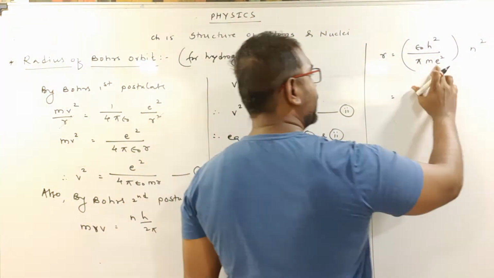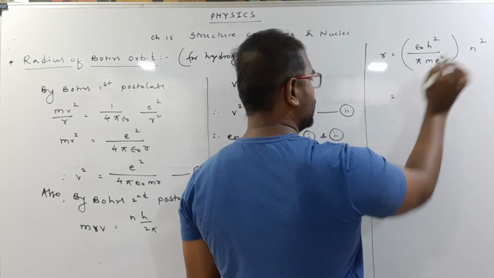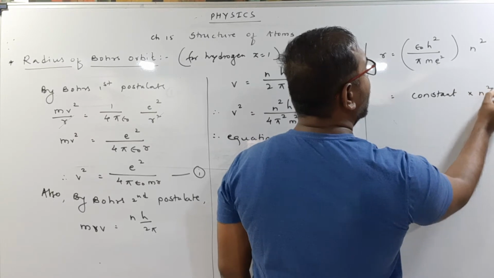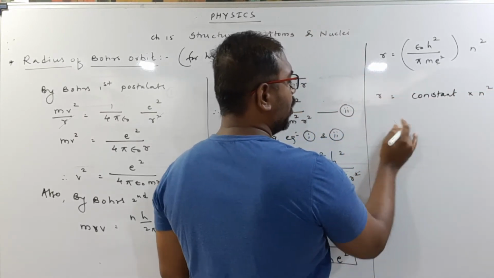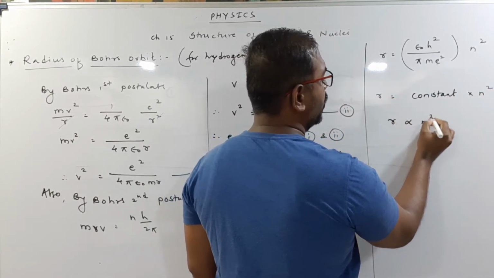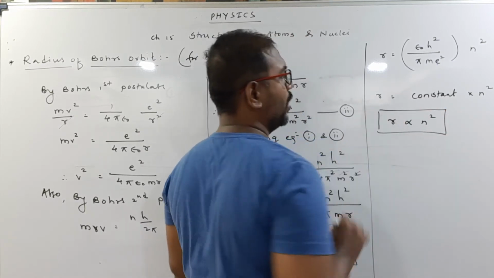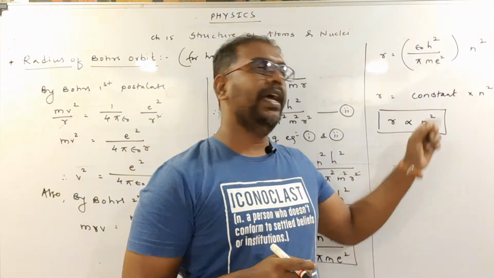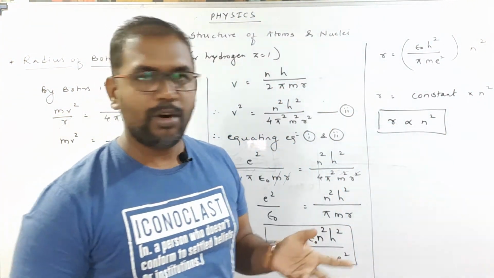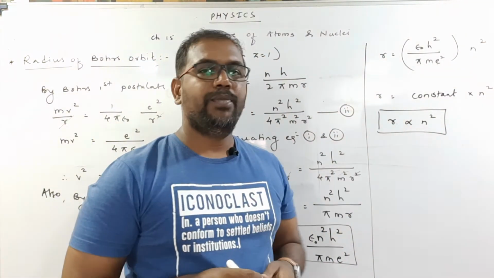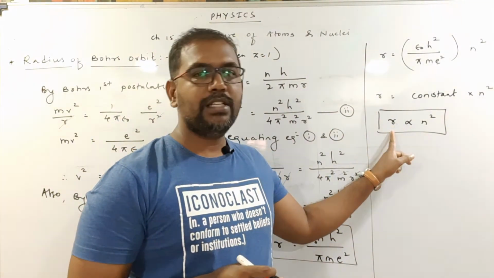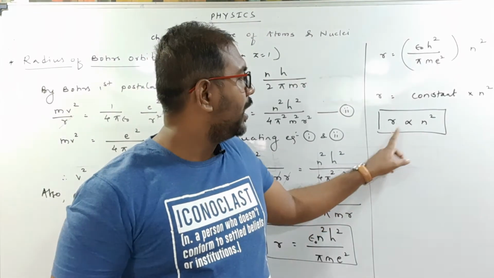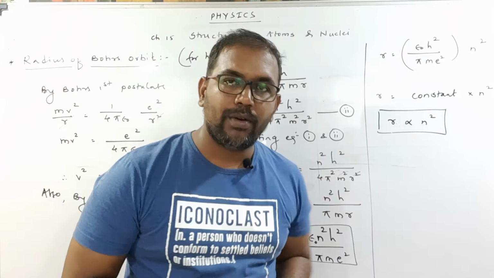If I substitute everything, this is the constant I write here. So I can write here constant multiplied by n square. So we get this formula. Or we can write here r proportional to n square. So r is the radius of Bohr's orbit, proportional to n, means principal quantum number or number of orbit, obviously, n square. So we can write the conclusion. Therefore, radius of Bohr's orbit is directly proportional to square of principal quantum number.